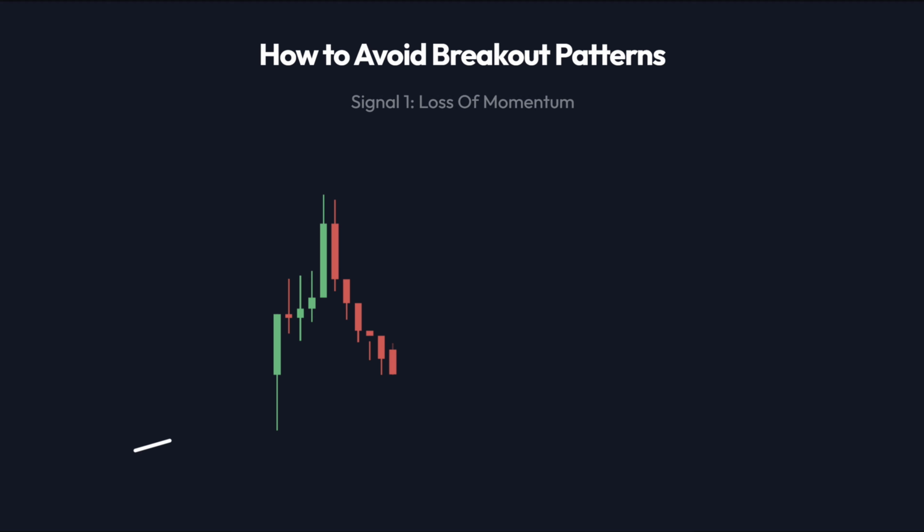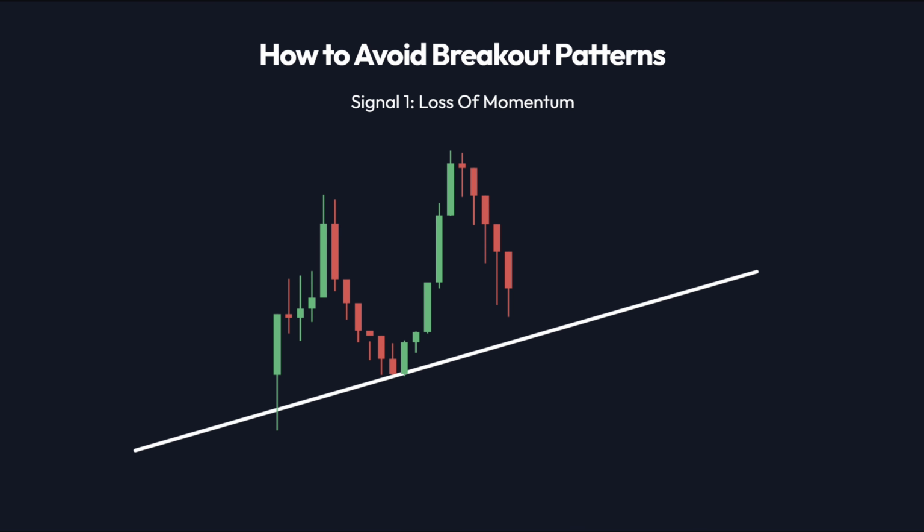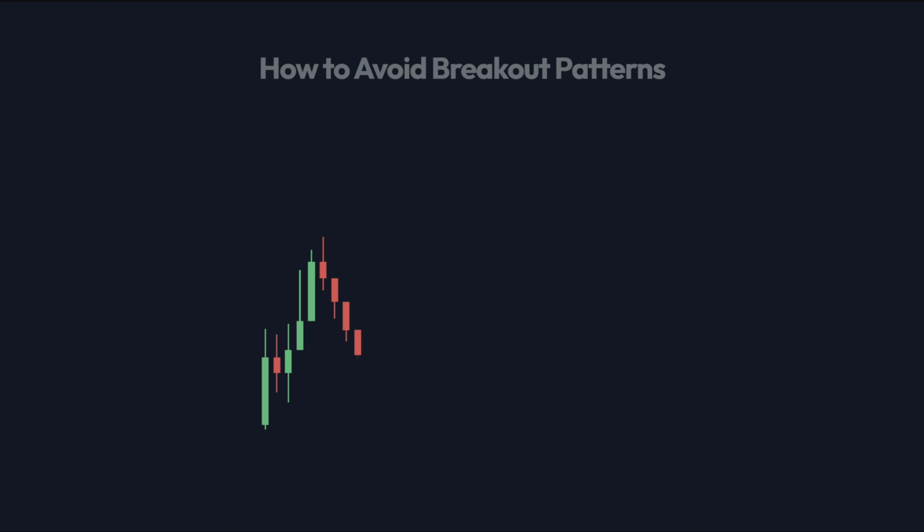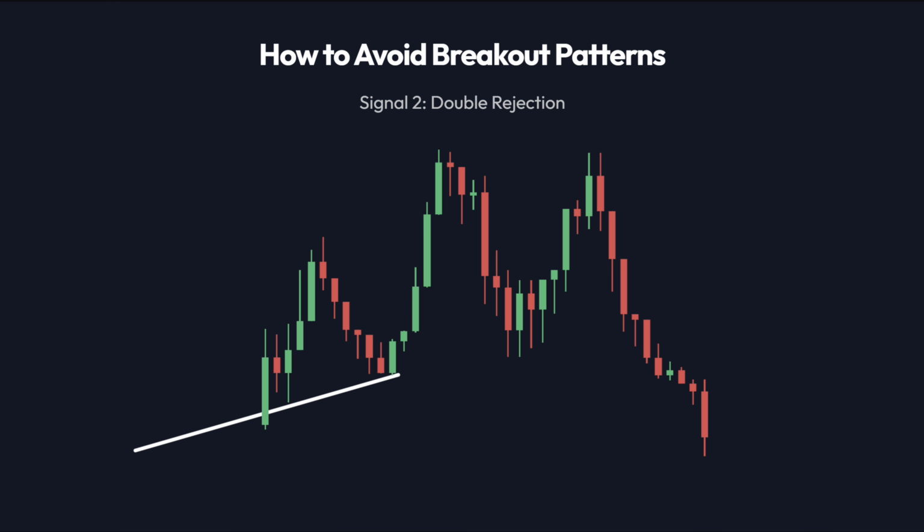Here are a few ways to avoid getting caught in false breakouts. In the latest price action, price failed to make higher highs or lower lows, signaling fading strength in the move. Double rejections are also extremely useful to spot potential reversals in the current trend. Congratulations, you are now an expert on drawing trend lines.